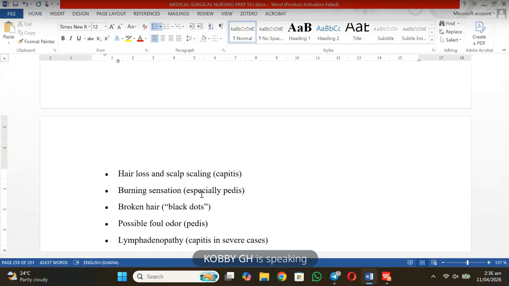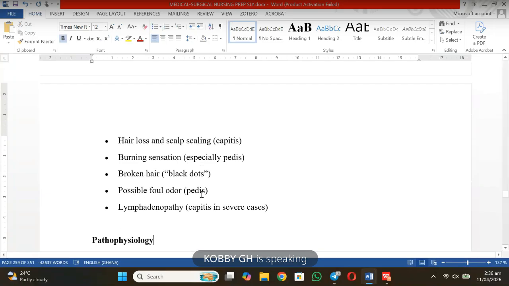Now, if it is tinea pedis, tinea occurring at the feet, it's very likely patients may experience some possible odor from the feet. Especially when the person wears shoes for a very long time and then removes them, it's very possible the patient may experience some odor from the feet. That one is very common with tinea pedis.